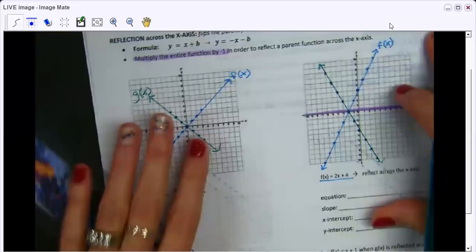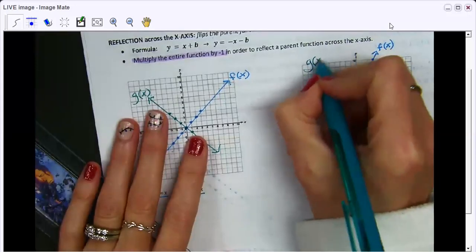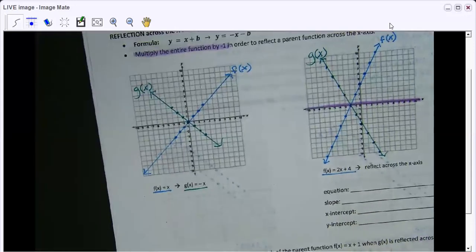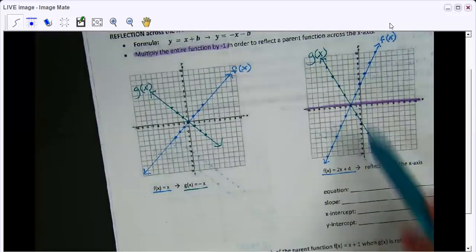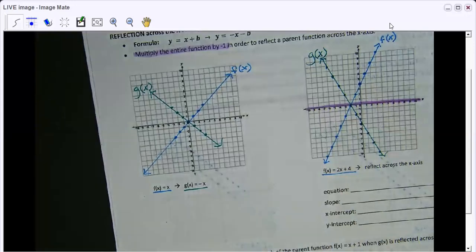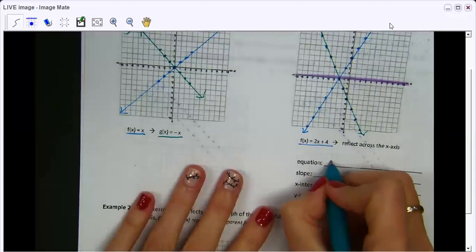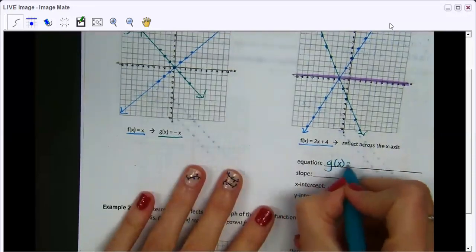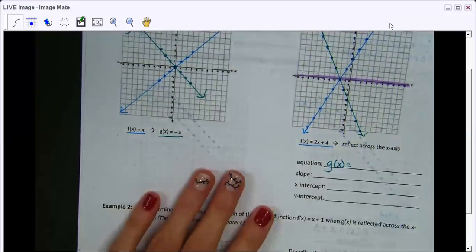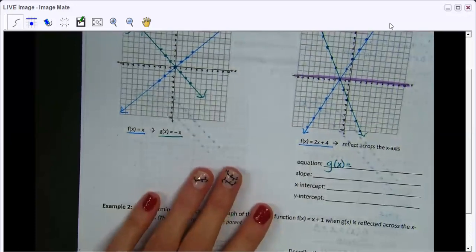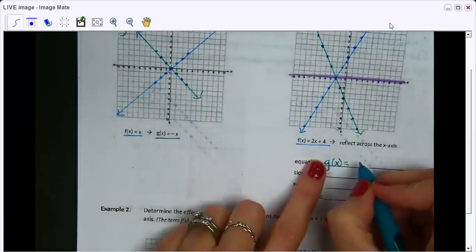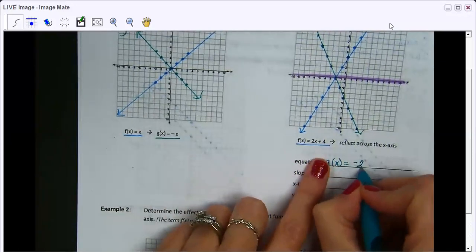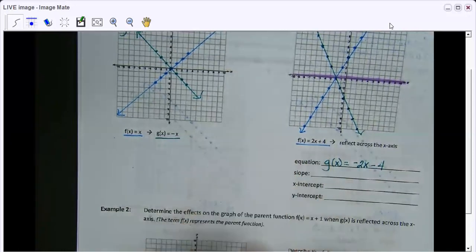And we will label this one g of x. So what I want you to do is look at the line and figure out the equation of that line. And you're going to start with g of x. Someone want to tell me what that equation is? Abby? -2x minus 4. Good.